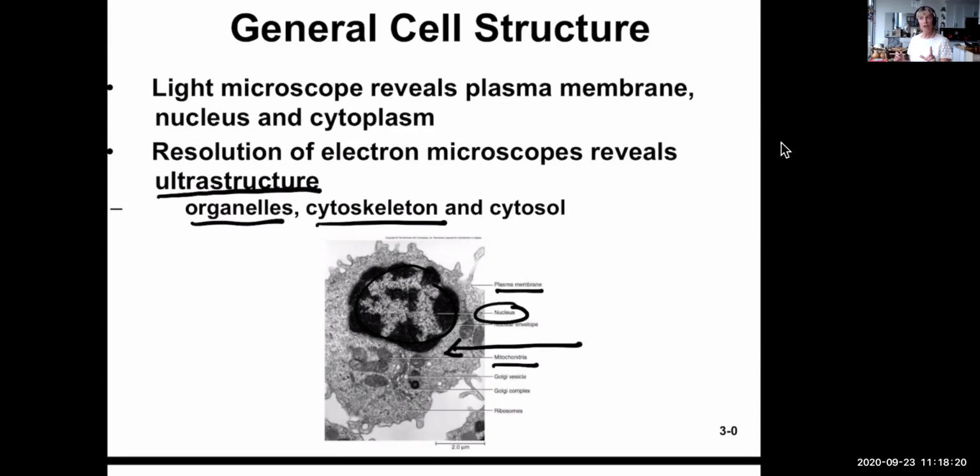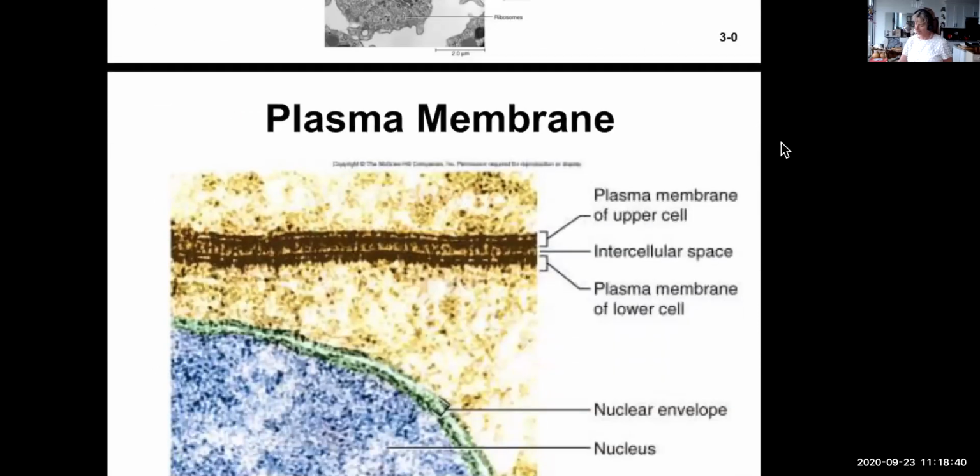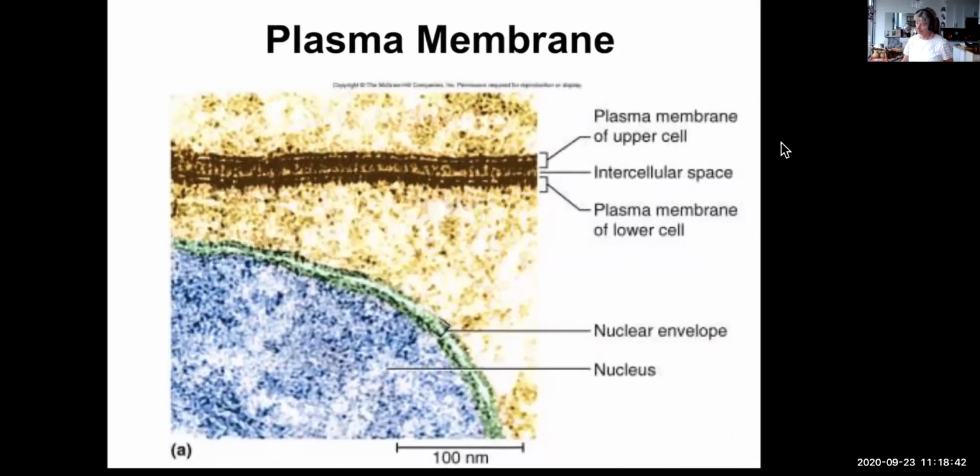And in the very first video that we saw, it showed the cytoskeleton. A lot of those fibrous structures were cytoskeleton, and the cytosol is the liquid portion inside the cell. The plasma membrane is the structure on the surface of the cell. The plasma membrane.